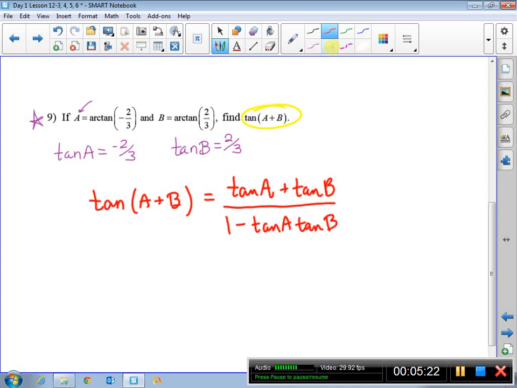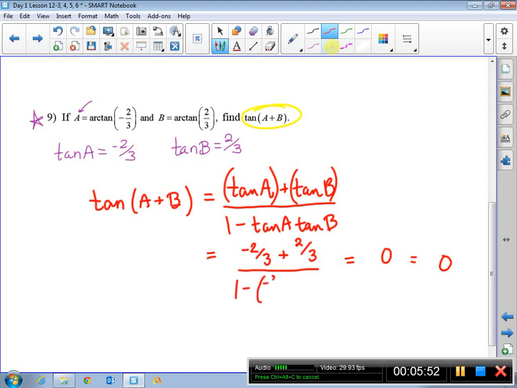Now, do we know angle measures A and B, or do we know tan A tan B? Tan A tan B. So watch out what you're substituting. I know the tan of A here is negative 2/3. And I know the tangent of B is positive 2/3. Which actually makes my numerator 0. Which makes the answer 0. We can go and do the bottom as well. Negative 2/3 times 2/3 would be 1 plus 4/9. But it's just not going to matter.